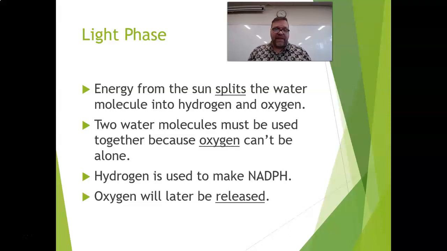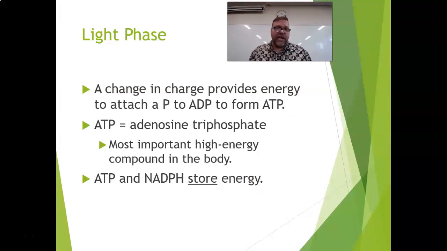Hydrogen is used to make the NADPH. That's the H on the end. Remember that we originally started with NADP+, but we're going to use that hydrogen to add to it to make it NADPH. Oxygen will later be released. A change in charge provides energy to attach a phosphate to the adenosine diphosphate to form adenosine triphosphate. So there are the labels again: adenosine triphosphate means 3 phosphates, diphosphate means only 2. The most important high energy compound in the body is ATP.